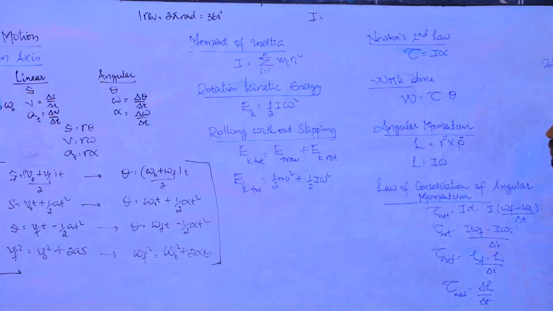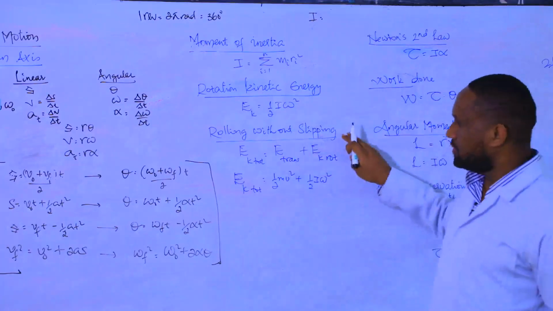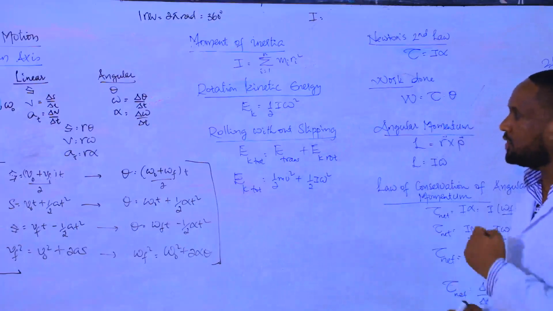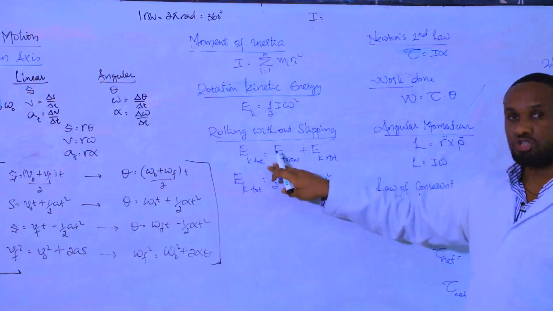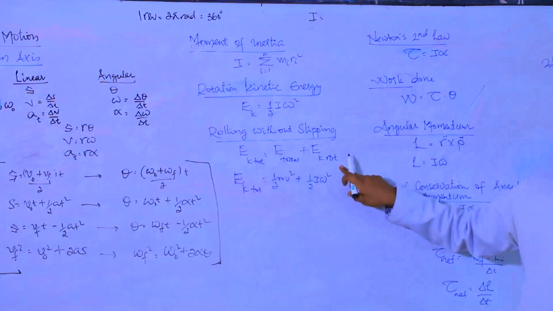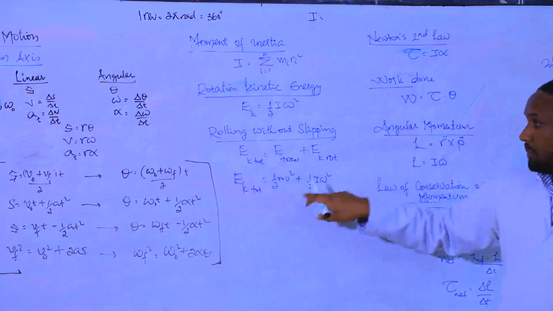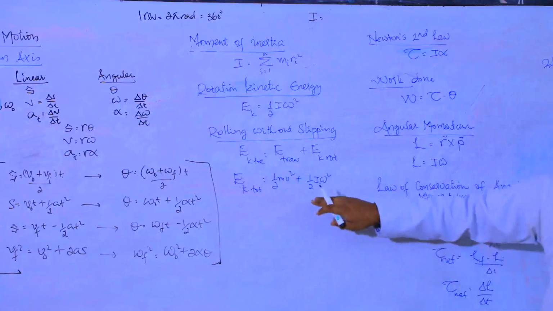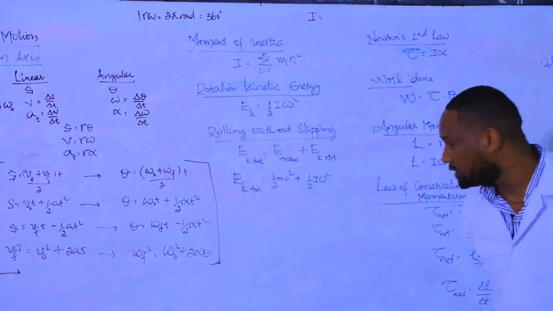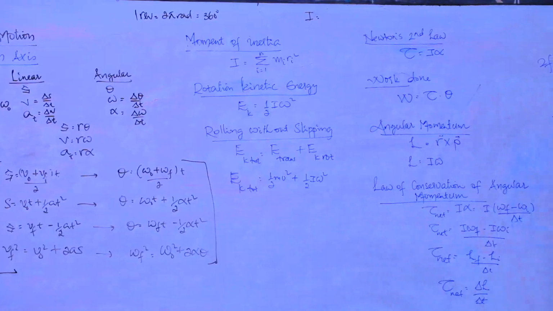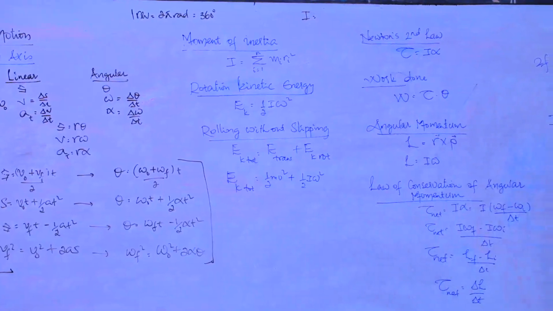All right, so what if the object is rolling without slipping? If it's rolling without slipping, then the kinetic energy will be of two types. The object will have a translational kinetic energy and a rotational kinetic energy. So the total kinetic energy will be half m v squared, that's the translational kinetic energy, plus half I omega squared, that will be the rotational kinetic energy.